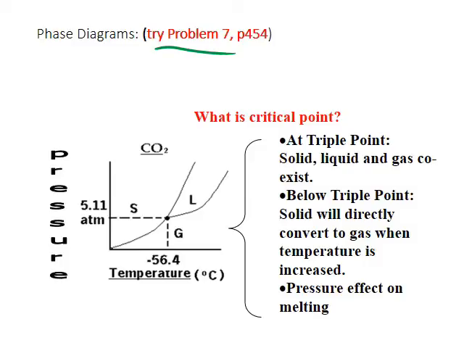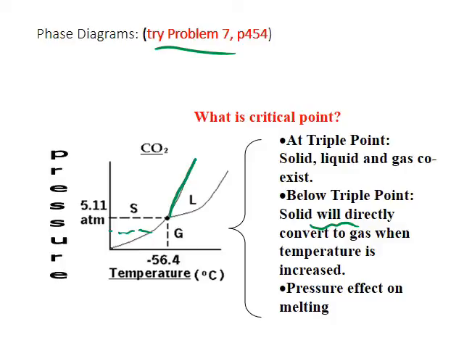The triple point is that point where solid, liquid, and gas coexist. Below the triple point, solid would directly convert to a gas. Below the triple point is any point below this. So solid would go directly to gas. So that's sublimation. And this line I'm showing you in green would show you the pressure effect on melting.